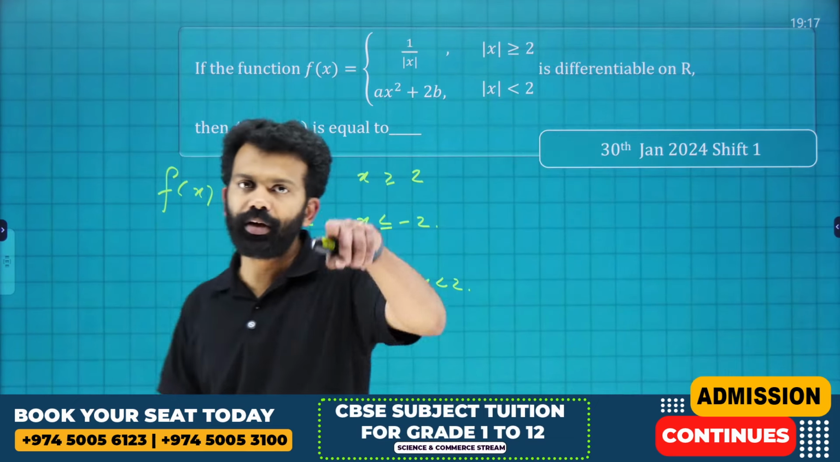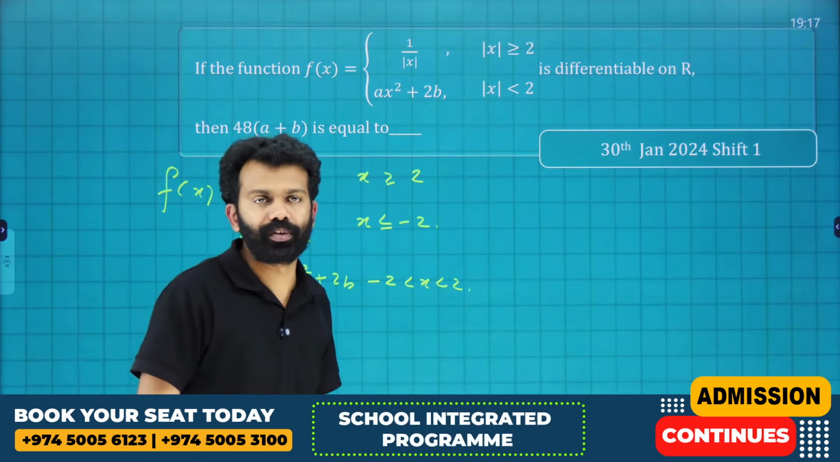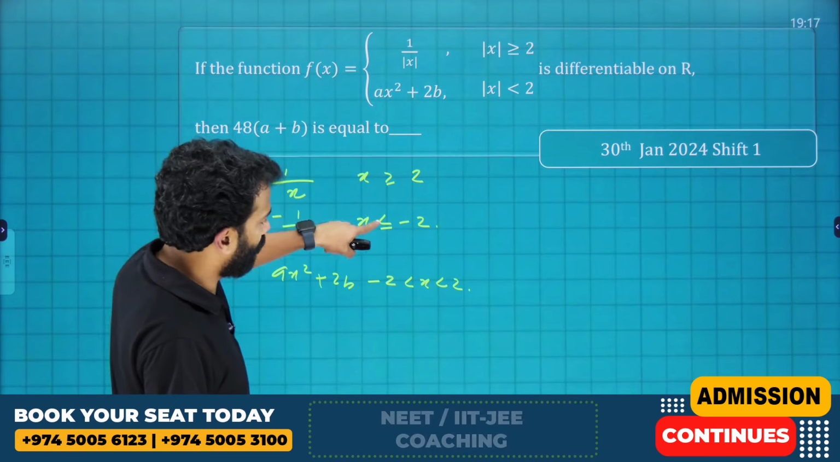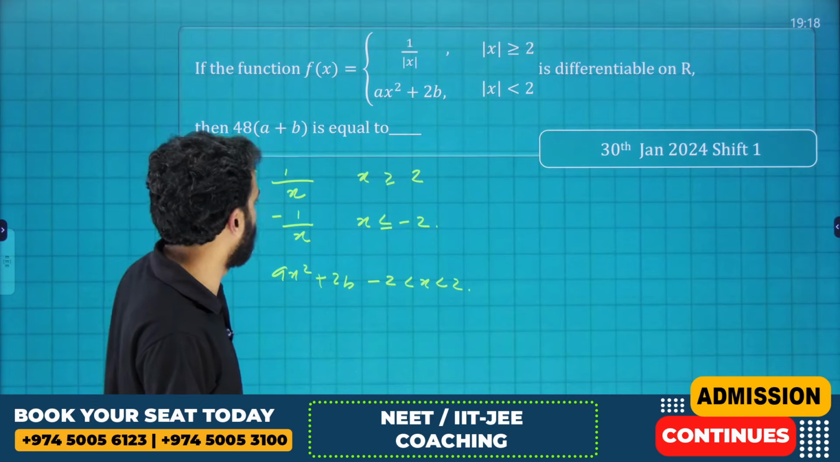That means it is continuous at the points where the function's graph, the character, is changing. So it will be continuous at 2 plus and 2 minus, and minus 2 plus and minus 2 minus, where the graph's nature is changing accordingly.